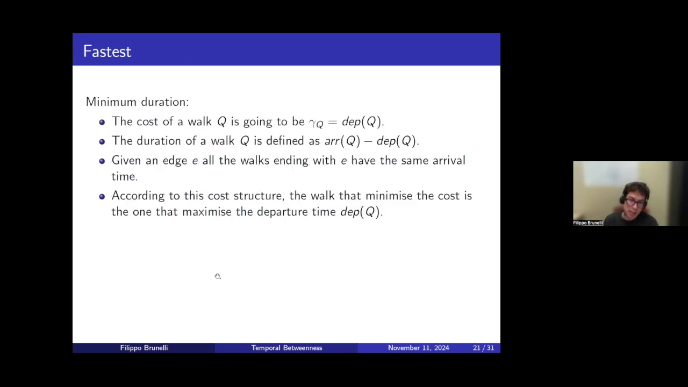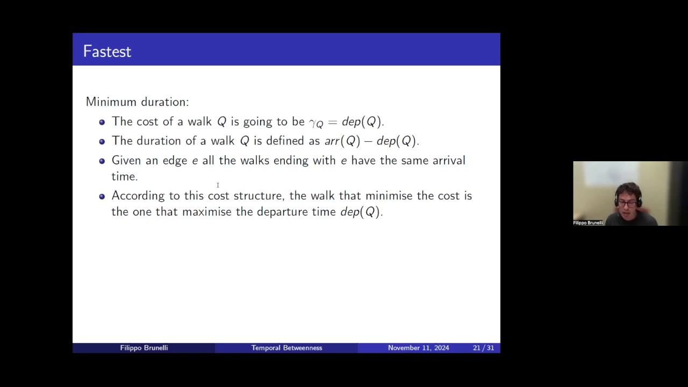What happens in this case is that when we compute the cost of a walk, it's going to be the departure time of the walk, because the ⊕ operation always returns the first argument. So when we are combining all the temporal edges, we are given the cost of the first temporal edge, which is the departure time of the walk. Here I'm just reminding you that the duration of the walk is defined as the arrival time minus the departure time.